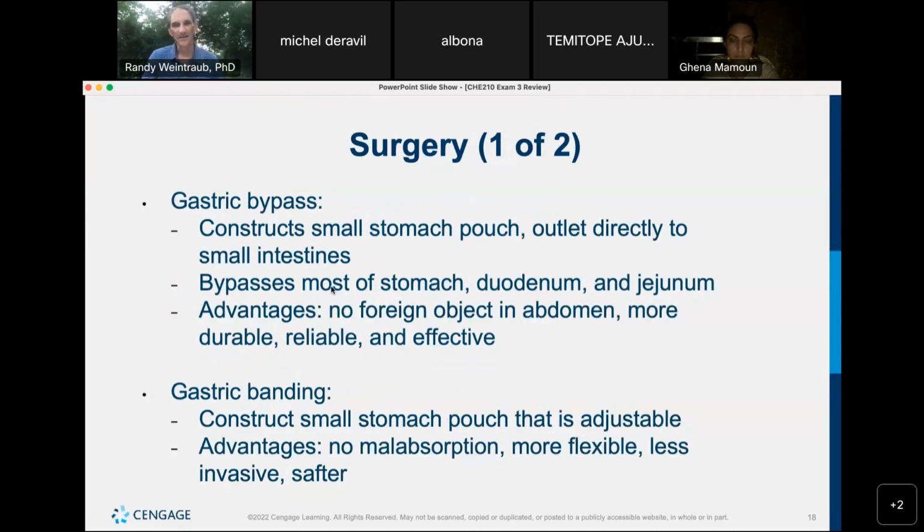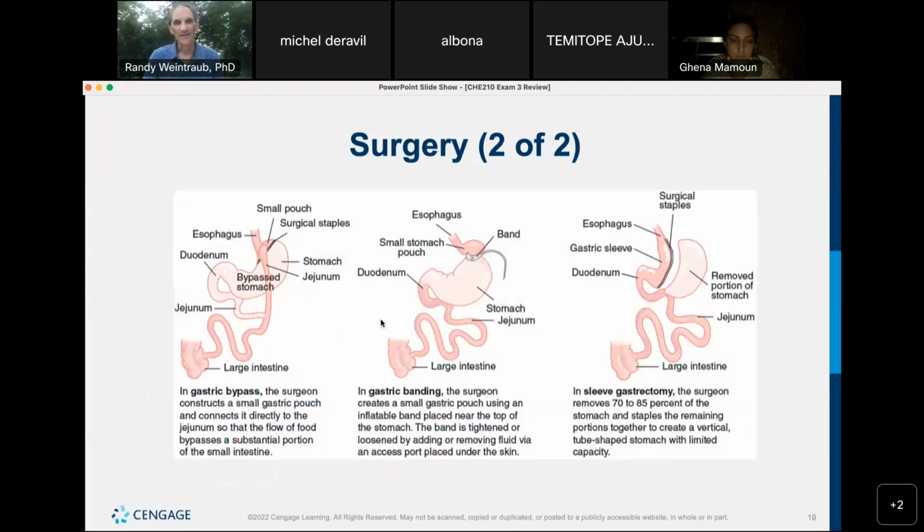The other is surgery, and there's some success with the two main types of gastric surgery, bypass and banding. I wouldn't ask you detail about that, but know that those are viable options in successful treatment and improvement around obesity.